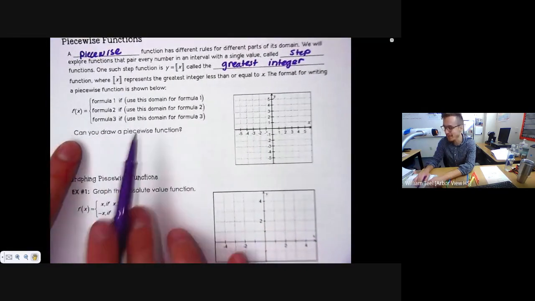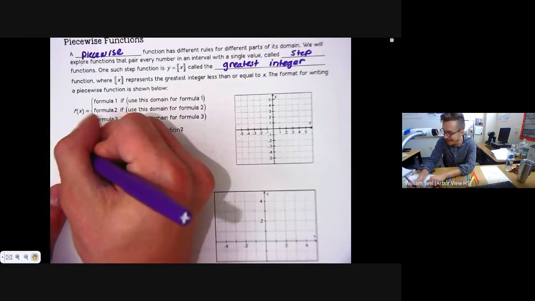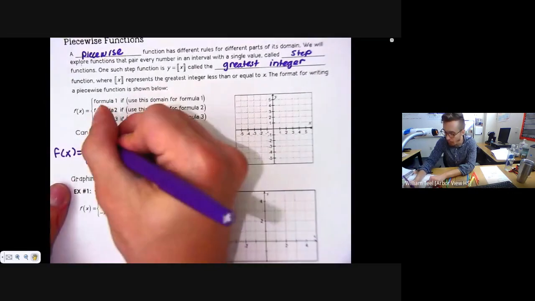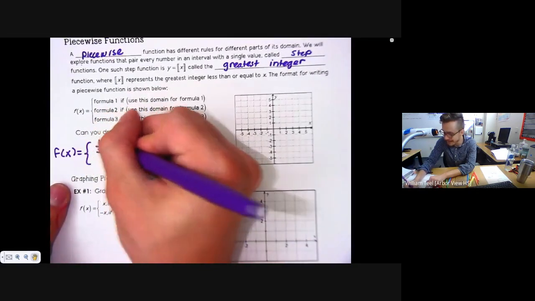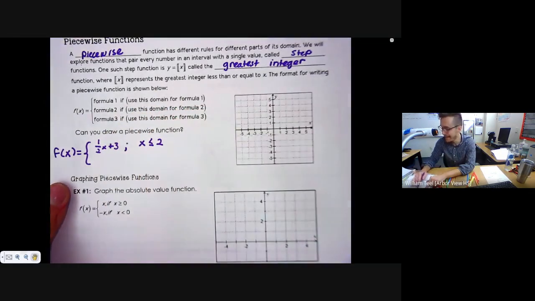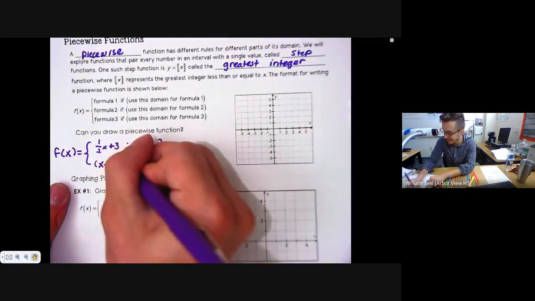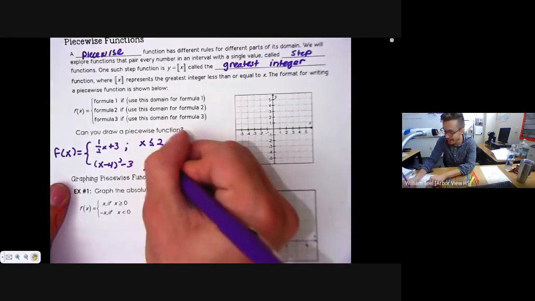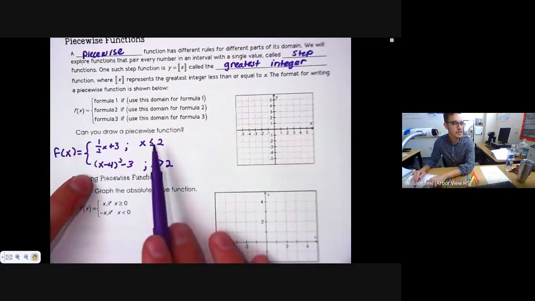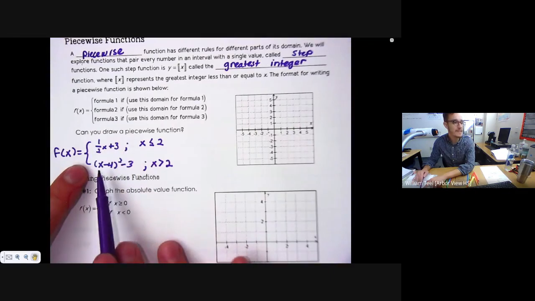Can you draw a piecewise function? So let's go ahead and make up a piecewise function right here. I'm going to say f of x is equal to, and I have my little curly bracket here, f of x is equal to 1/2 x plus 3 when x is less than or equal to 2. And then I have f of x is equal to (x minus 4) squared minus 3 when x is greater than 2. So as you can see, I have two different formulas and two different inequalities happening here. I'm going to call this one formula 1, and this one formula 2.